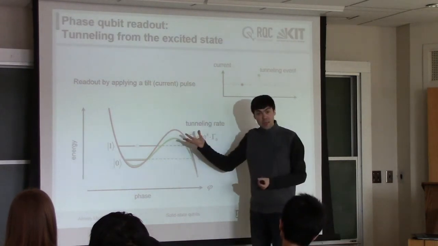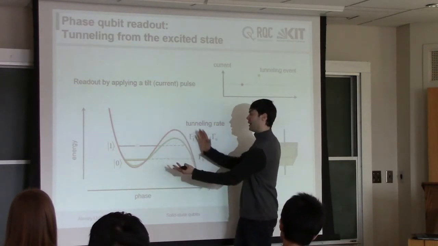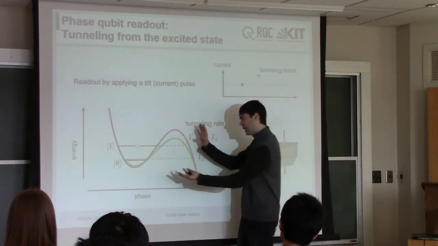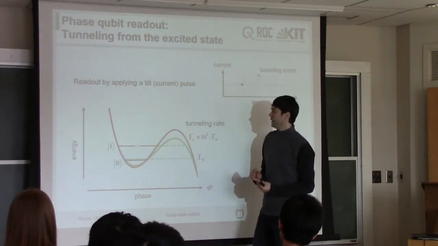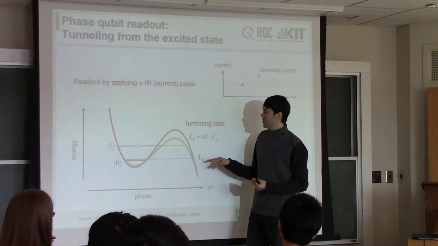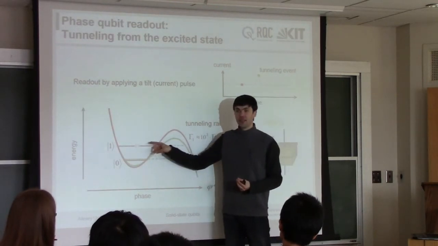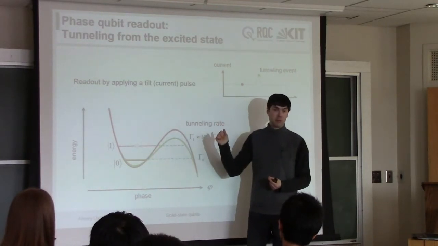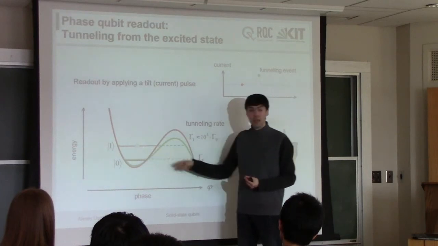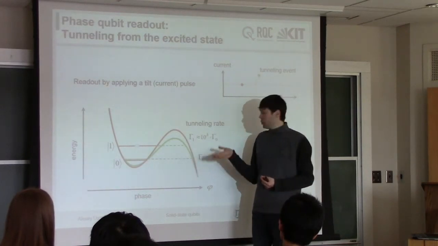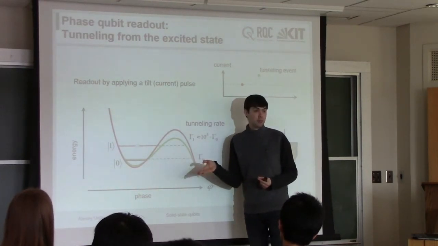Now the readout would be to try to kick it out. Just slightly nudge it and go into this regime. Then whenever you're in the excited state, you're almost guaranteed to escape. And if you're in the ground state, you don't escape. And what you do is you detect this escape.